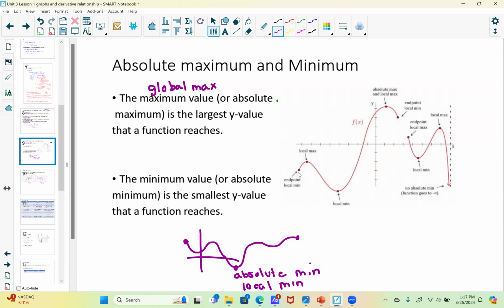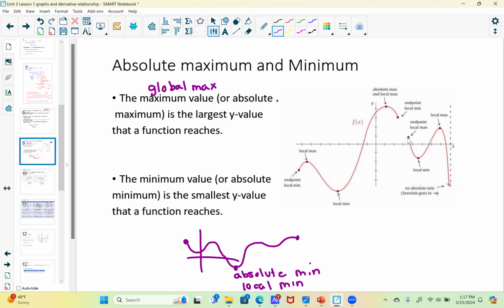And so how it works is if I have an endpoint that's on the left of my curve, so this endpoint is on the left, if my function is increasing after, it will be a minimum. So that means the derivative will be positive after that point. If I have a right endpoint that is a minimum, the function will be decreasing before that point, which means the derivative will be negative before that point. And then maxes are the opposite.